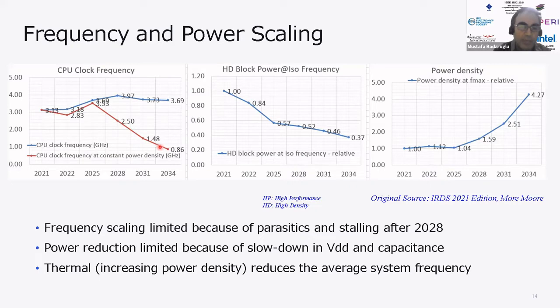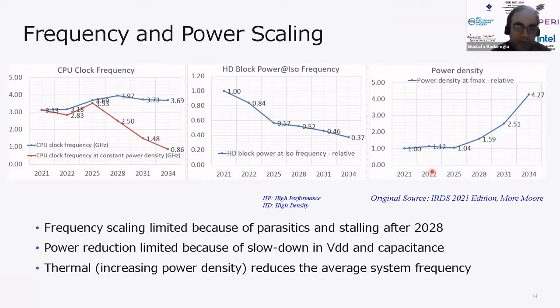You need to throttle down the clock frequency, and at the end of the roadmap, you need to operate the chips somewhere around 800 megahertz if you want to meet the same power density requirement. So although the power density scaling is reducing, because of the additional 3D generations coming by 2031, with respect to the starting point, we have a 4.3 times increase of the power density that is forecasted in the next 15 years.